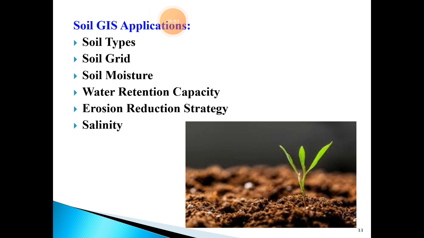Next is GIS application in soil mapping. It is used to know the soil types and their suitable seedlings for sowing process, soil grid for agriculture, analyze the soil moisture, water retention capacity, salinity, etc. It is also used to identify the hot spots of soil erosion and evacuate the people from such places.